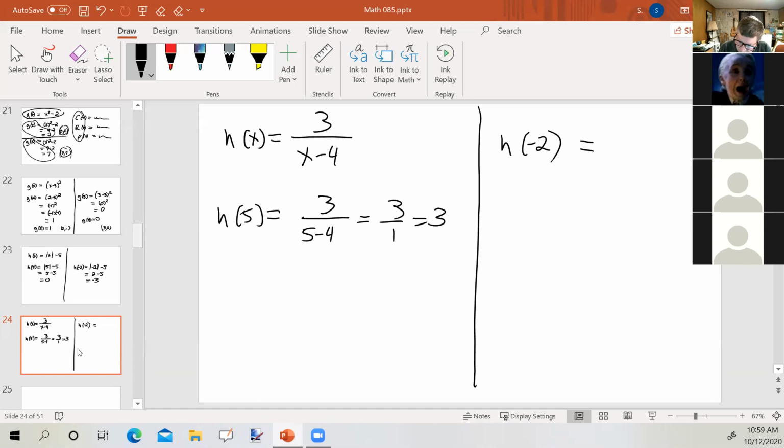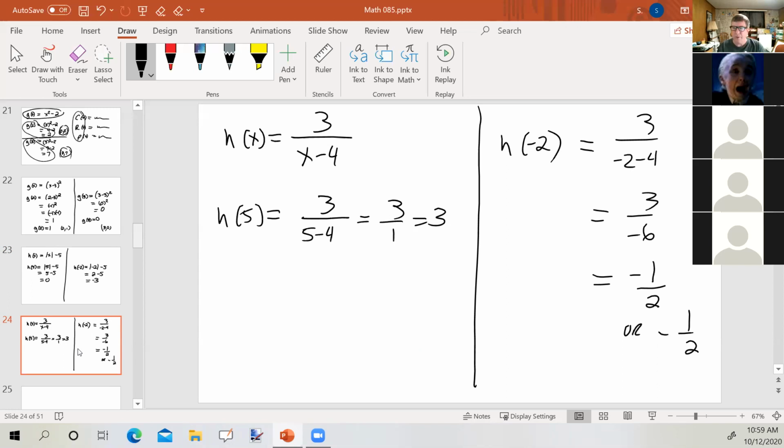Let's find h of -2. So we'll put -2 in the place of x, 3 over the quantity -2 minus 4, which is 3 over -6, which reduces down to -1/2. But you would put the negative sign either in the numerator or out in front, but you wouldn't leave it in the denominator. All right, questions there?